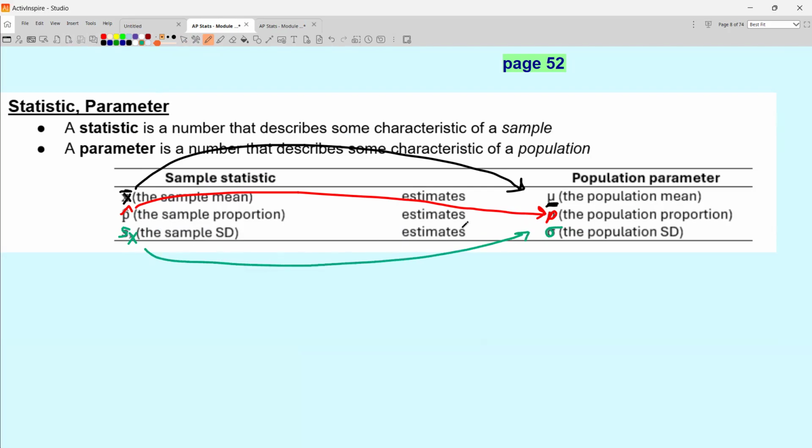And we always use our samples to estimate our parameters. We're never really going to be provided a parameter. So the purpose of this class is to come up with good samples so we can make good estimates of those parameters.